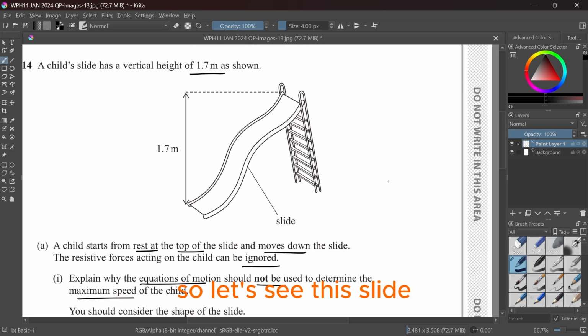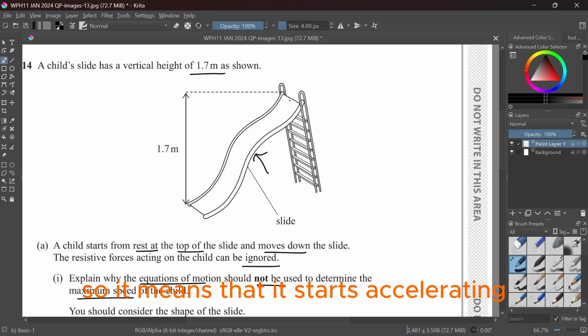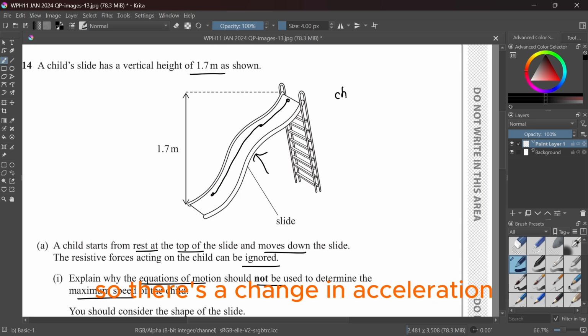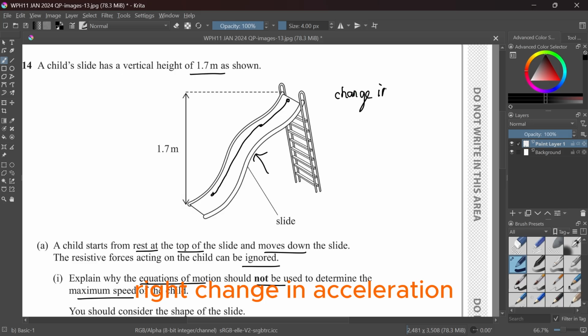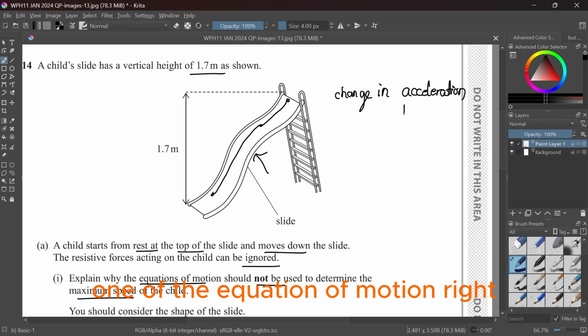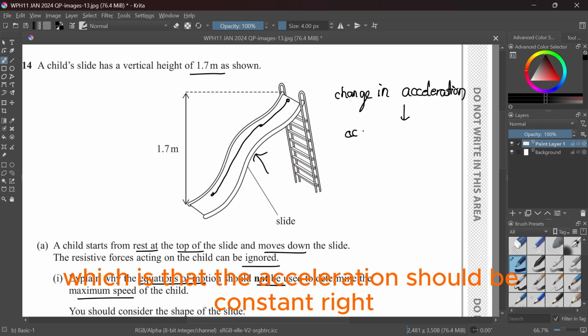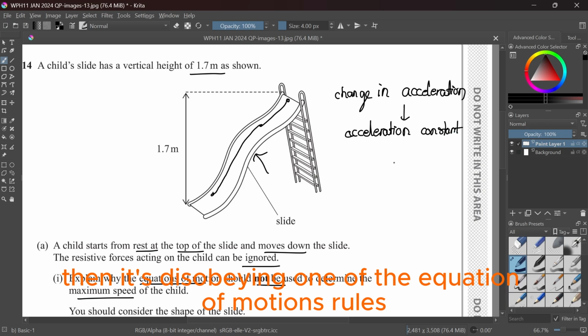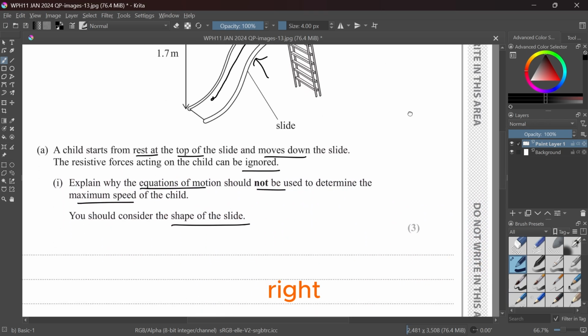So let's see the slide. If you see this slide right here, it's a bit bendy at the middle. So it means that it starts accelerating and it decelerates a bit and then it's accelerating again. So there's a change in acceleration, right? Change in acceleration, which means it doesn't follow one of the equation of motion, right? Which is that the acceleration should be constant, right? If it's not constant, then it's disobeying one of the equation of motion's rules, right?